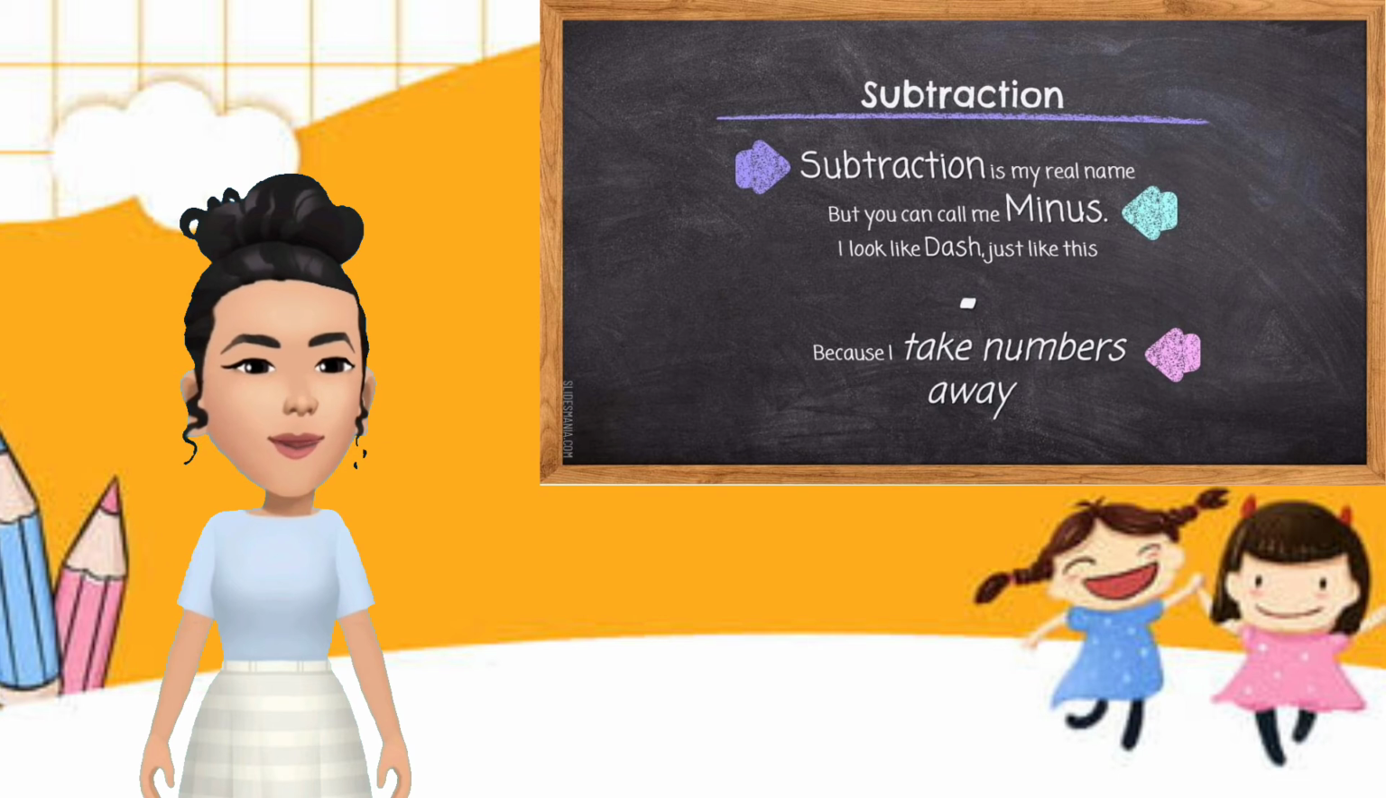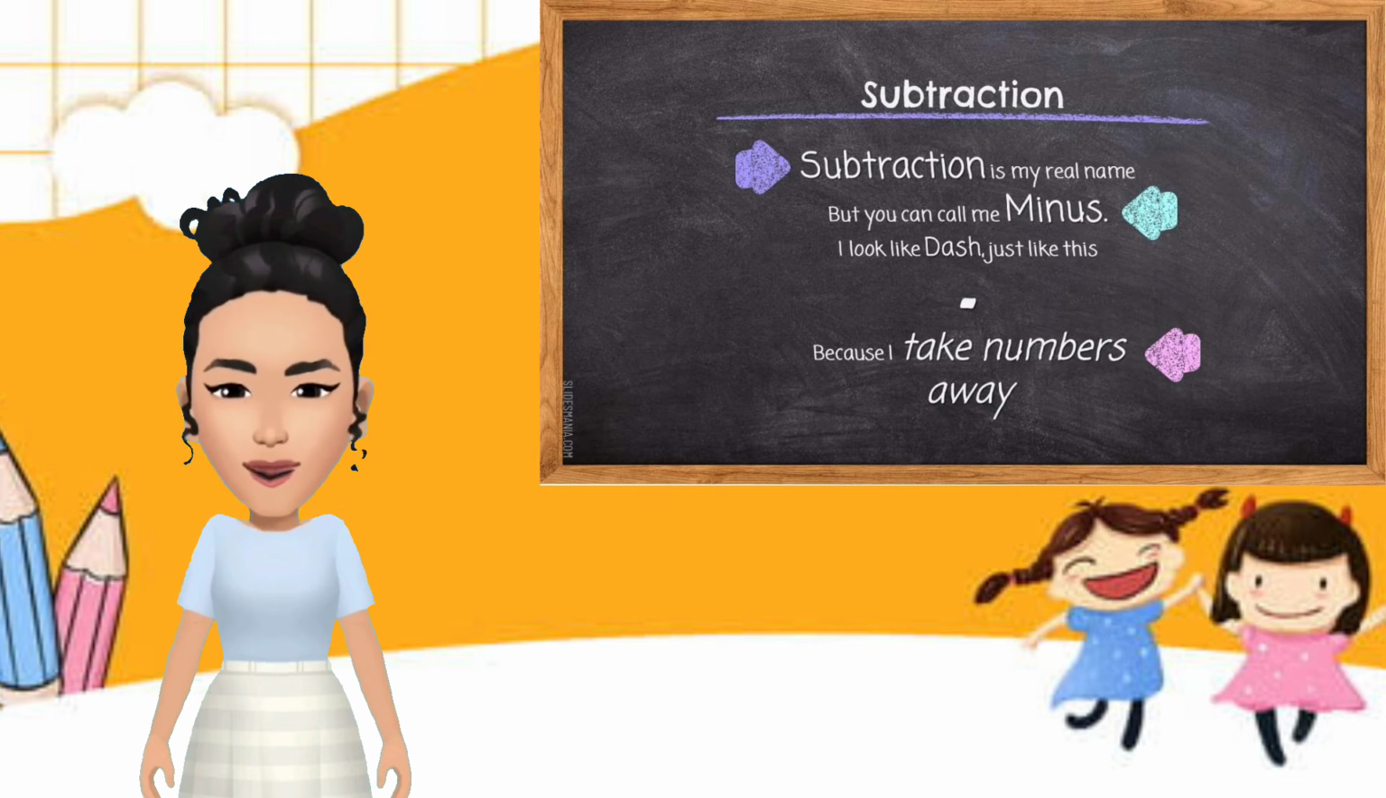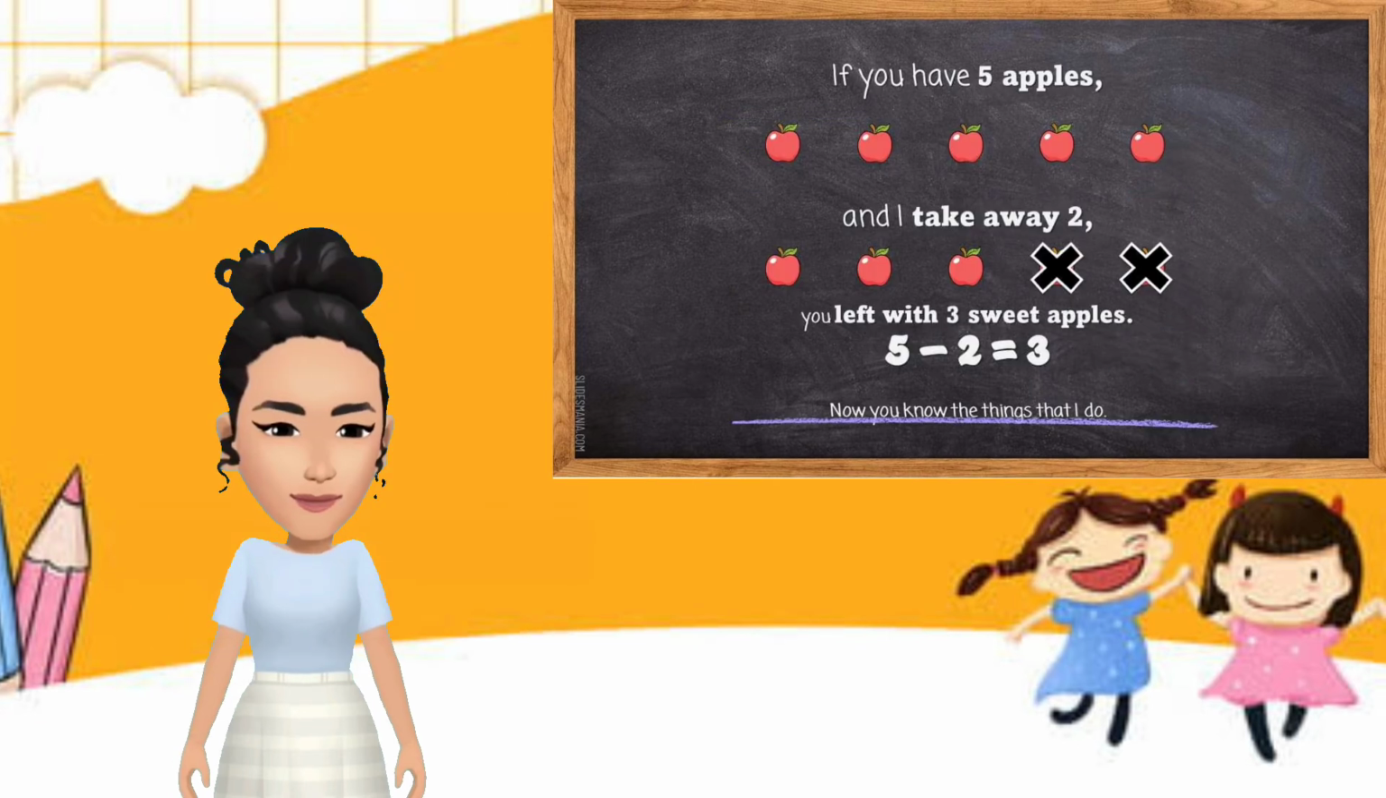Subtraction is my real name, but you can call me minus. I look like dash, just like this, because I take numbers away. If you have 5 apples and I take away 2, you're left with 3 sweet apples. 5 minus 2 equals 3. Now you know the things that I do.